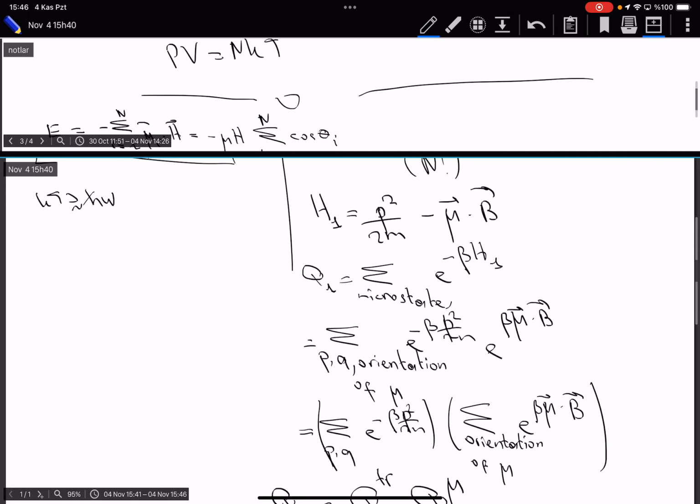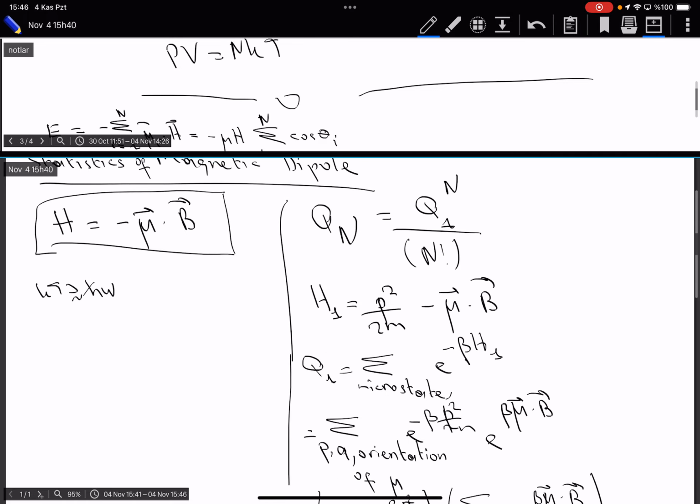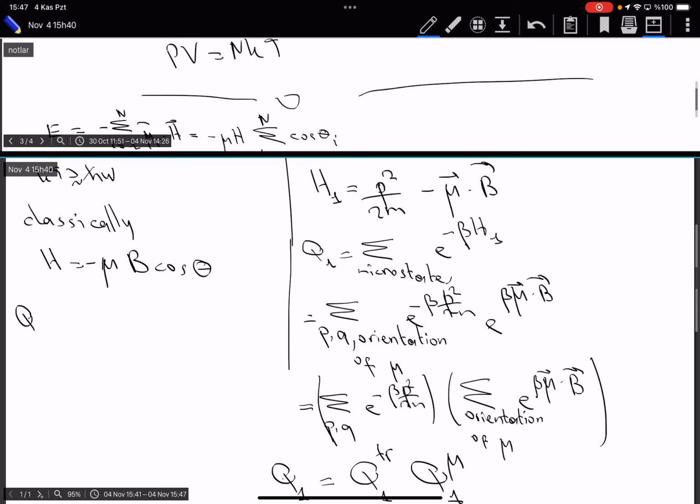We will look at this problem both classically and quantum mechanically. Classically speaking, H will be just minus mu times B times cosine of theta. Single particle partition function will be the sum over e to the power beta mu B cosine theta, and sum over all orientations. Now the question is, what is the sum over orientations? How can we convert this to an integration?